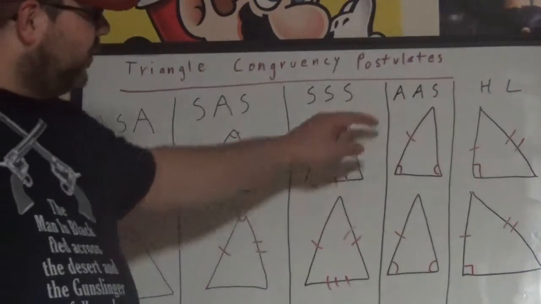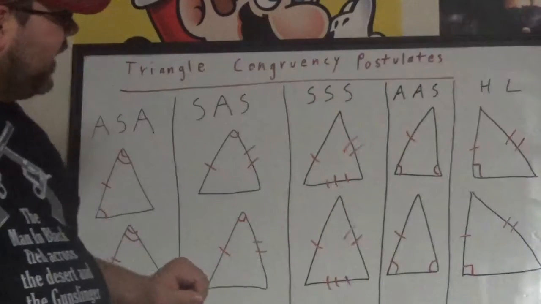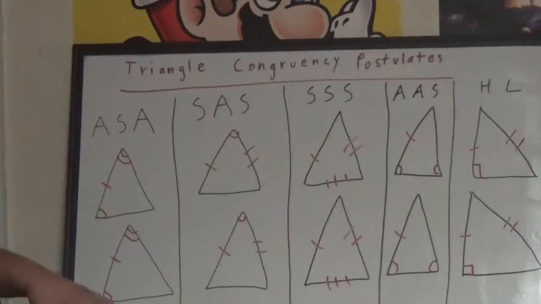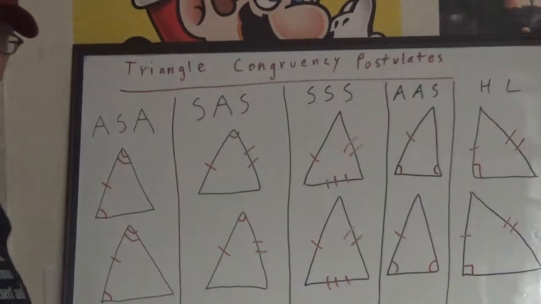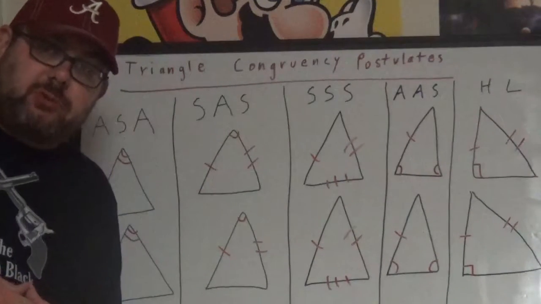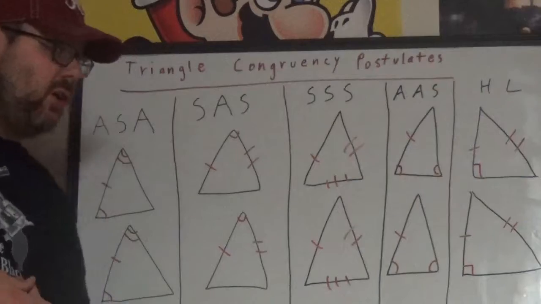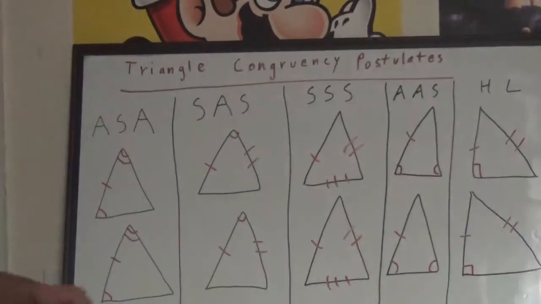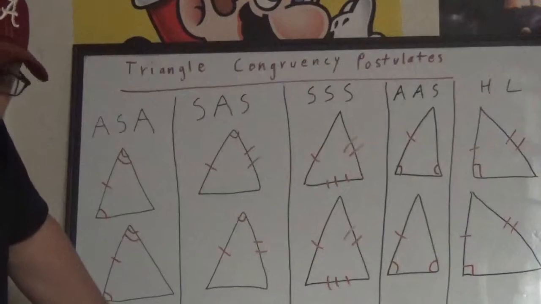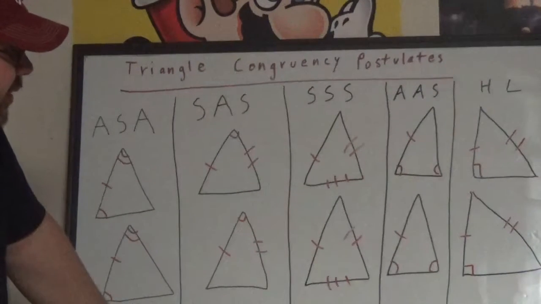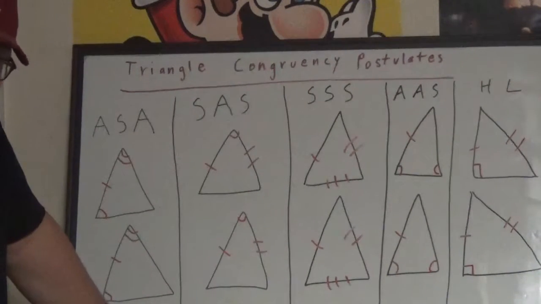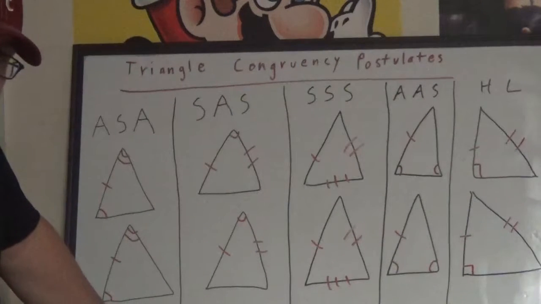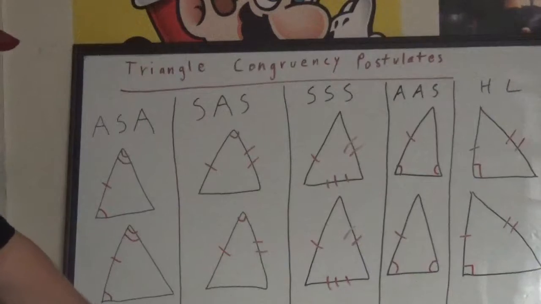The next one, AAS, which stands for angle, angle, side. This is where most students I've noticed in the past get confused between ASA and AAS, which is understandable because both consist of 2 angles and 1 side. But remember, the order matters. Order matters.